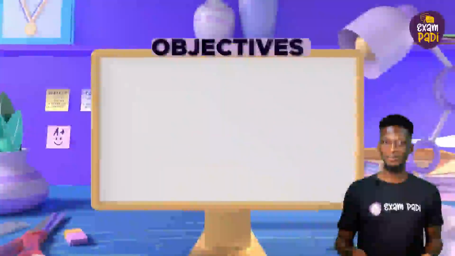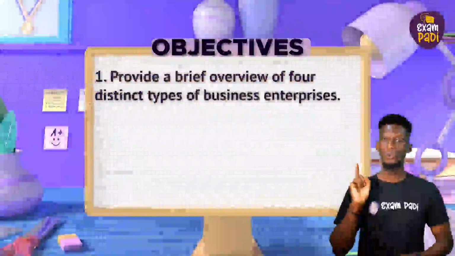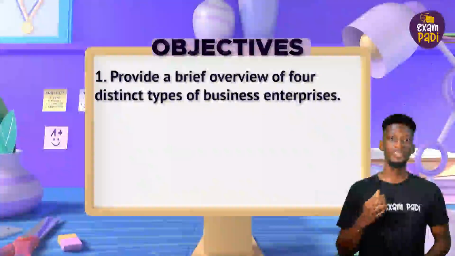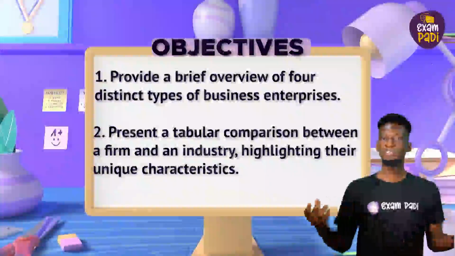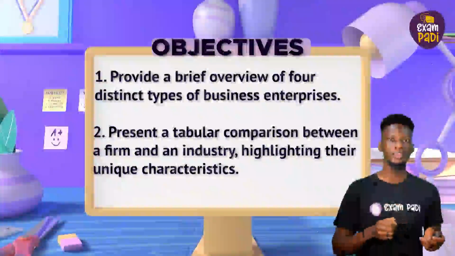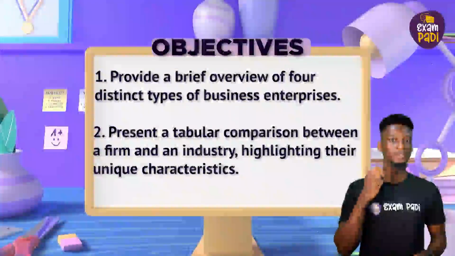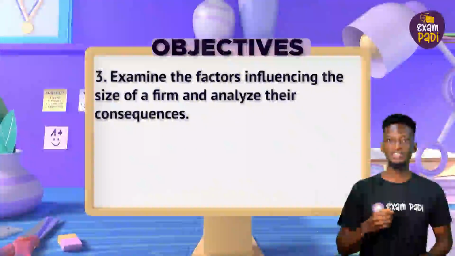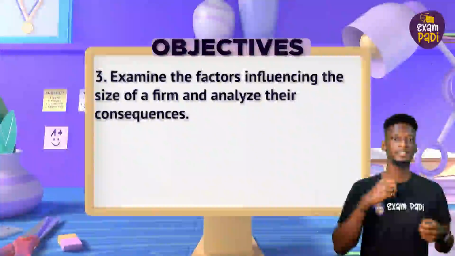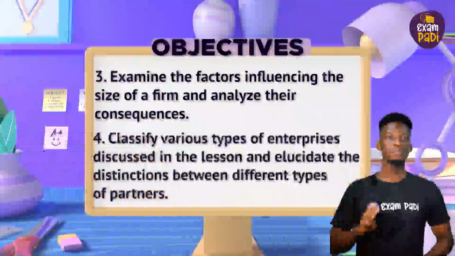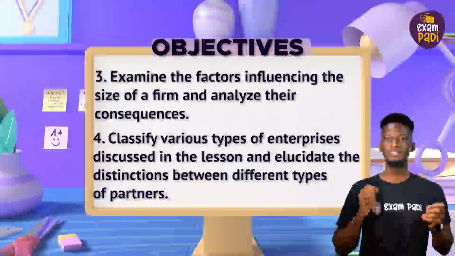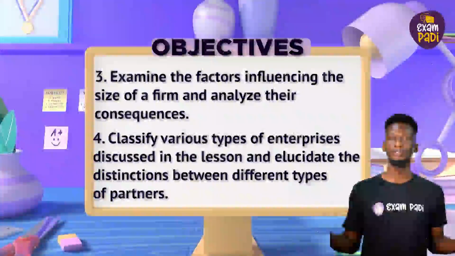We've come to the end of this lesson. Here are a few tasks to evaluate yourself on the topic. 1. Provide a brief overview of 4 distinct types of business enterprises. 2. Present a tabular comparison between a firm and an industry, highlighting their unique characteristics. 3. Examine the factors influencing the size of a firm and analyze their consequences. 4. Classify various types of enterprises discussed in the lesson and elucidate the distinction between different types of partners.